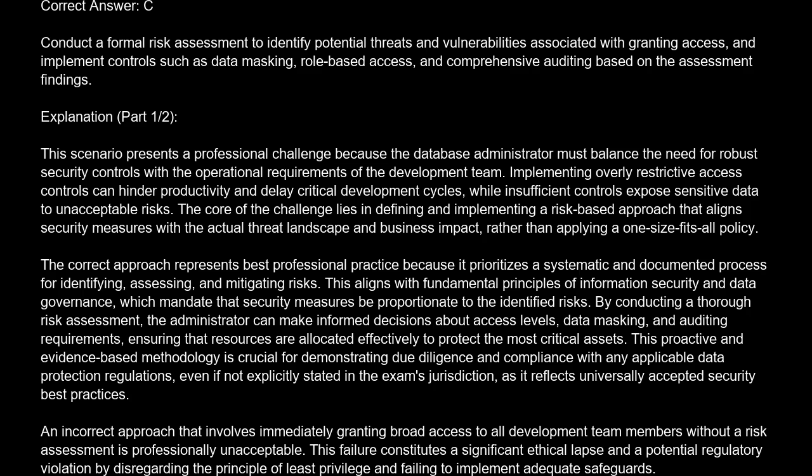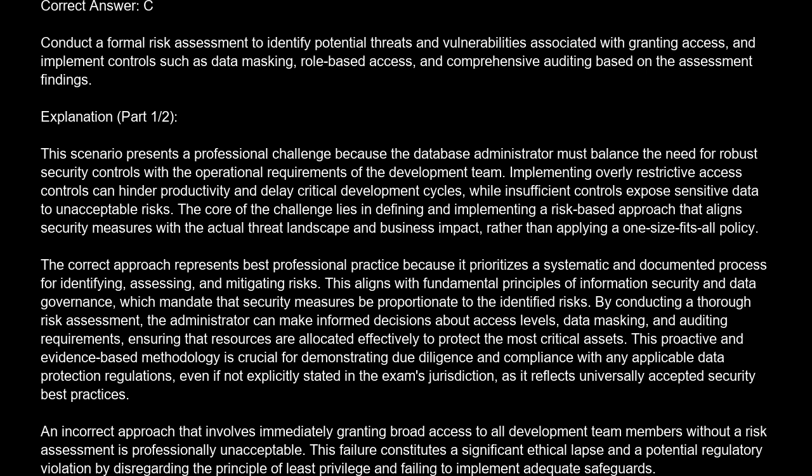Implementing overly restrictive access controls can hinder productivity and delay critical development cycles, while insufficient controls expose sensitive data to unacceptable risks. The core of the challenge lies in defining and implementing a risk-based approach that aligns security measures with the actual threat landscape and business impact, rather than applying a one-size-fits-all policy.